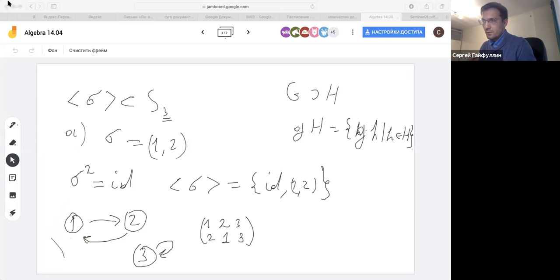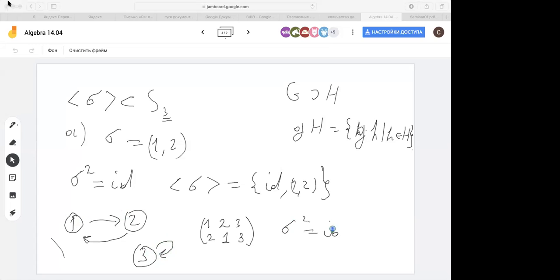So for 2, this situation is similar. 2 goes to 1, and in sigma squared, it goes to 2. And 3 is much simpler. 3 goes to 3, and then again 3 goes to 3. So we have that sigma squared equals identity.